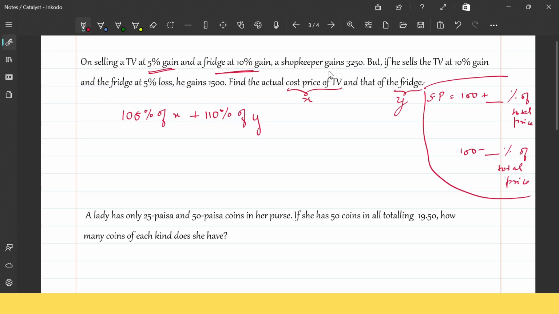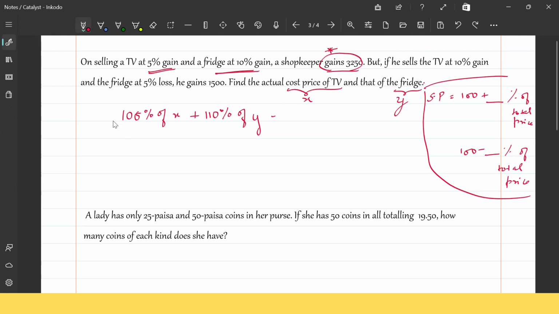A shopkeeper gains 3250. Now here this word is very important. If they had told a shopkeeper got or a shopkeeper received, you could directly write it as 3250. But now what they are telling is that he has not gotten this much cash. No, he has gained it. He has made a profit of 3250.